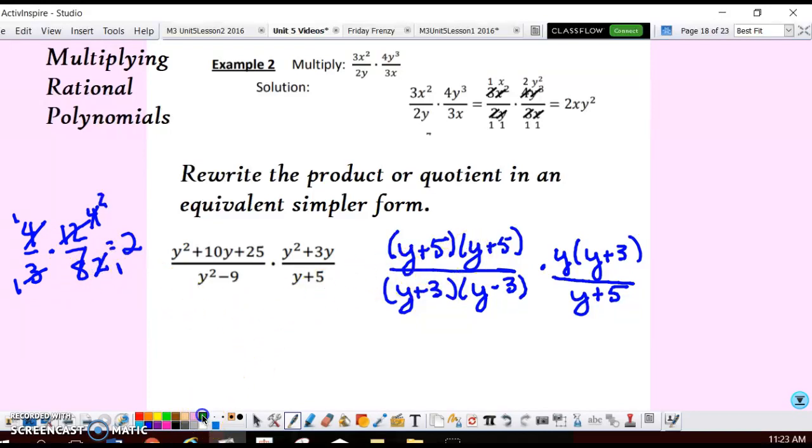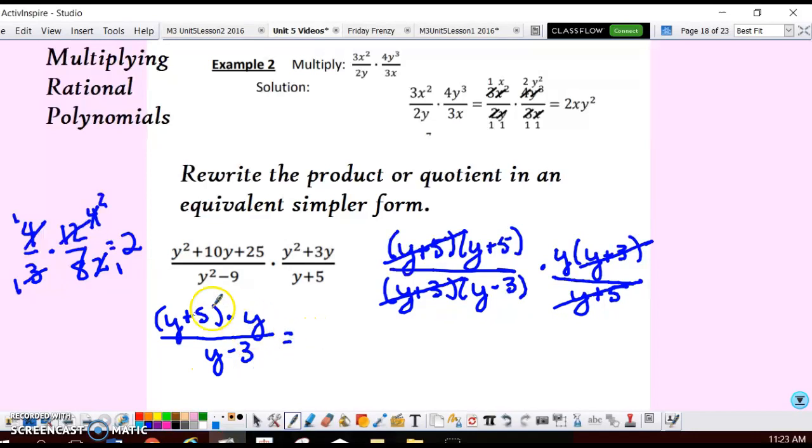I have got a y plus 5 in the numerator here, and I also have a y plus 5 in this denominator, so I'll cancel those out. I've got a y plus 3 in this numerator and a y plus 3 in that denominator. So I am left with y plus 5 times y, because I'll multiply it across. There's my y plus 5 times y. And in the denominator, all I'm left with is y minus 3.